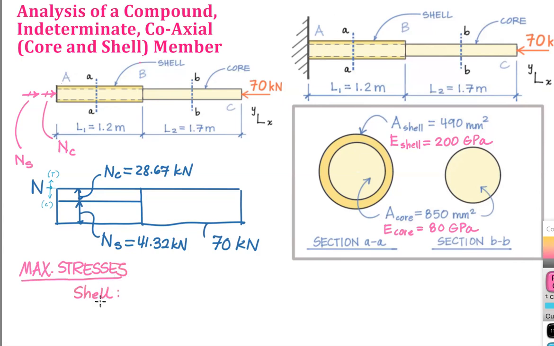Okay. My shell is only present between A and B, and I've got a force of 41.32, and I've got my area there. So I can just do stress equals force over area. My N sub shell, 41.32, and watch what I'm going to do with the units. I'm going to proactively throw in E3 newtons because I know that stresses are generally expressed as megapascals. My area of the shell, that's 490 millimeters squared.